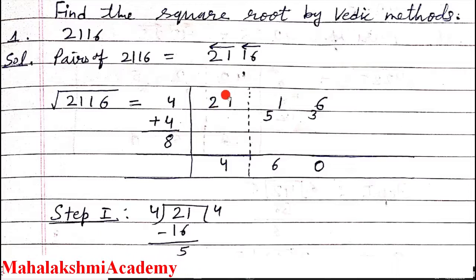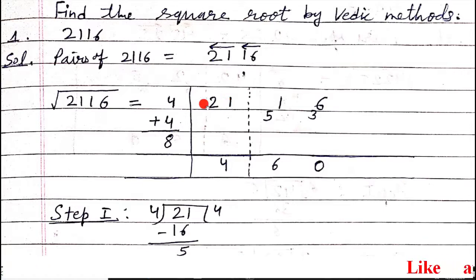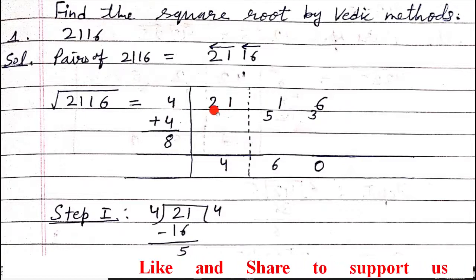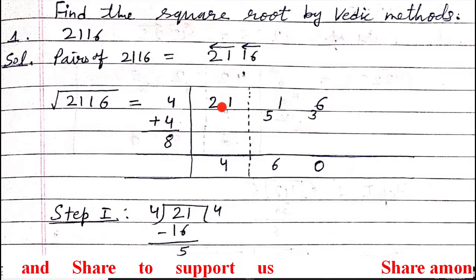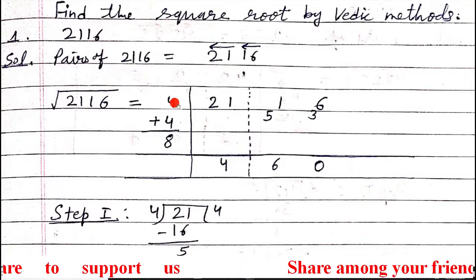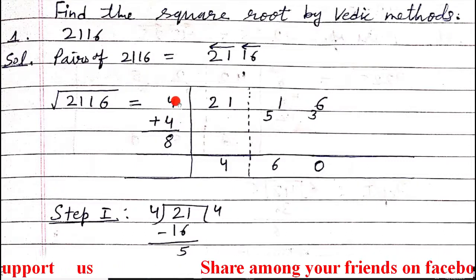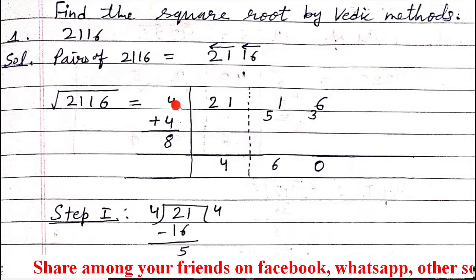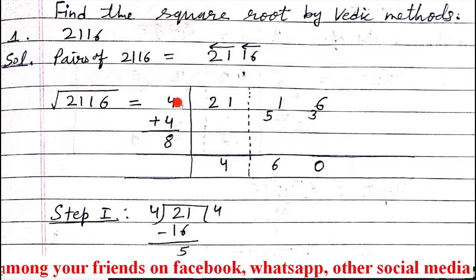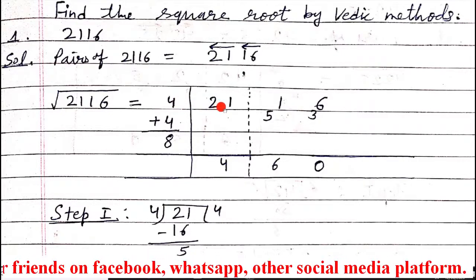Now we'll start from the 21. We have to think of a number whose square is either 21 or less than 21. If we take 4, then 4 squared is 4 fours are 16, and 5 squared is 5 fives are 25. So 4 squared is just less than 21, because 5 squared is 25, which is more than 21. So we have to take 4. I hope this is clear, how we got 4: the number whose square is just less than 21 is 4.